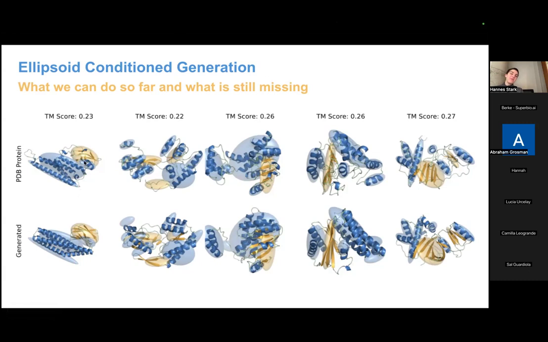And you see that the proteins here look maybe kind of similar, but the TM score is very low between them, because the TM score also takes the connectivity of the protein into account. So we can see that in all of these cases, which are just randomly picked, the connectivity of the proteins changes significantly.